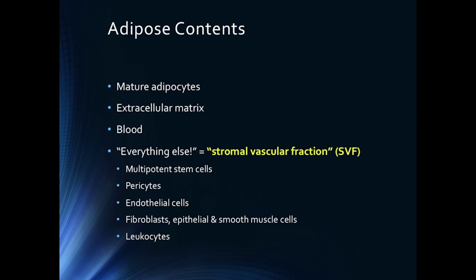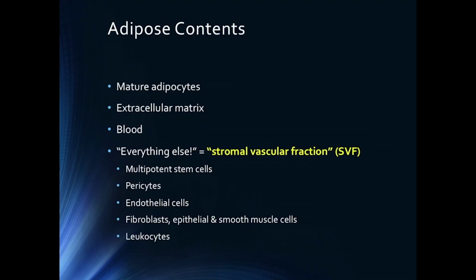Continuing to look at the adipose contents, you have the mature adipocytes, you've got the extracellular matrix, and then you've got the blood. After that, everything else can be considered what's known as the stromal vascular fraction. So once you get rid of the adipocytes, the blood, and the extracellular matrix, you can think of everything that remains as being the stromal vascular fraction. And that is what contains all of your bioactive cellular populations, as you can see on the slide.